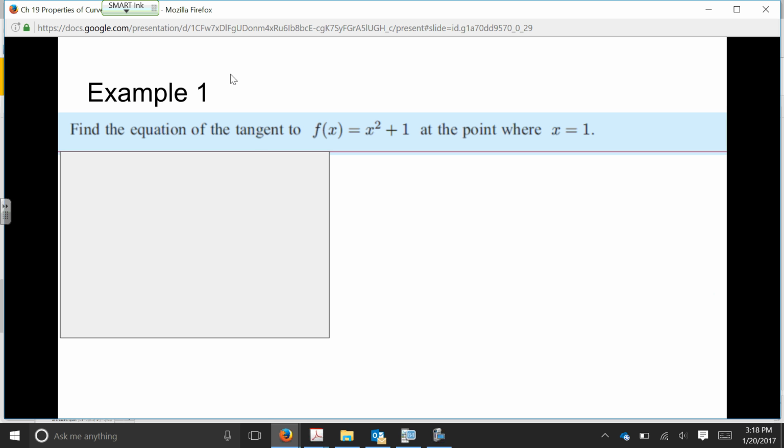So let's look at some examples. Like I said, we have a lot of examples in this video to go through. So it says, find the equation of the tangent line, not the normal, just the tangent line, of this function at the point x equals 1.